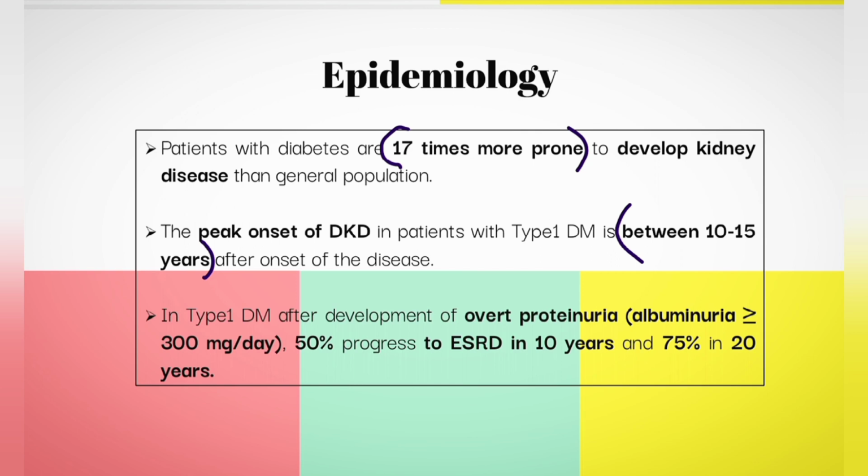If a patient with type 1 diabetes mellitus develops overt proteinuria, meaning albuminuria, albumin secretion in urine, of more than or equal to 300 milligram per day, then about 50% of such patients will reach end stage renal disease within 10 years of having the disease. And about 75% of such patients will reach end stage renal disease within 20 years of having diabetes.